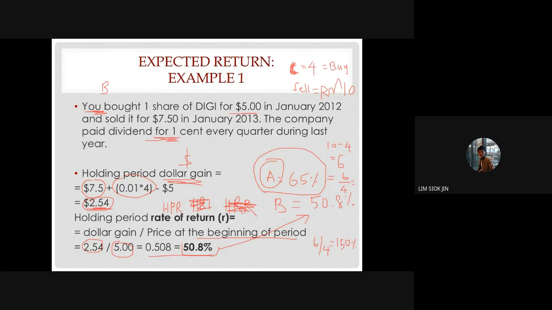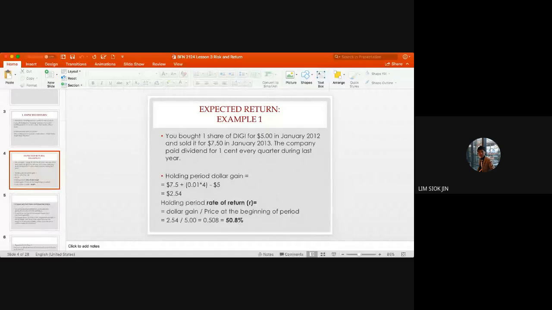Clear or not? All of you. Do you get a feel of what this holding period return is all about? Maybe finance is something not for you. Calculation is something that you don't like.